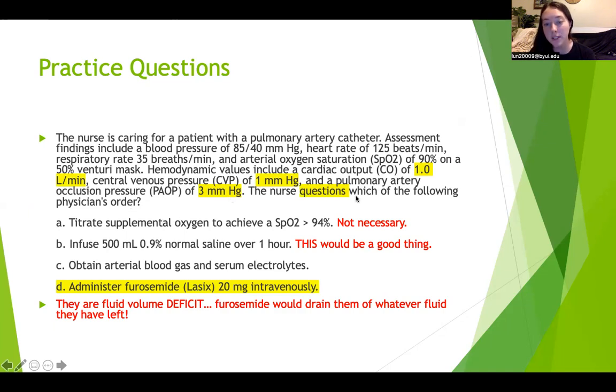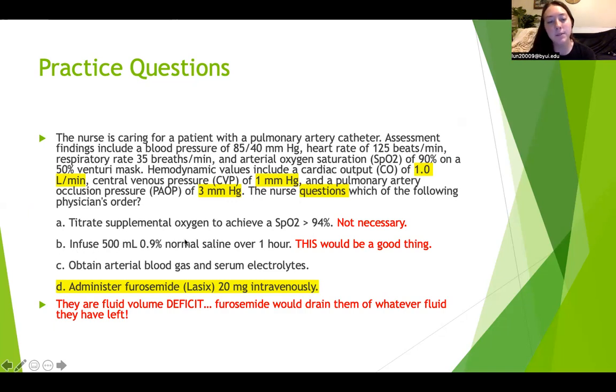The nurse questions which of the following physician's orders. So questions meaning which one is wrong. So A, titrate supplemental oxygen to get SpO2 over 94. Not super necessary. I mean, they're doing okay at 90. I'm probably more worried about these other things, but this wouldn't be the worst thing in the world, right? We wouldn't question that order.